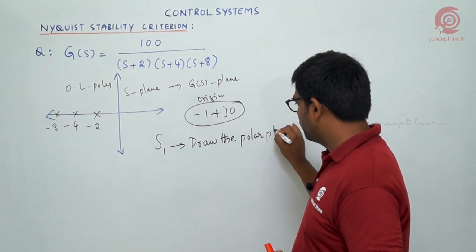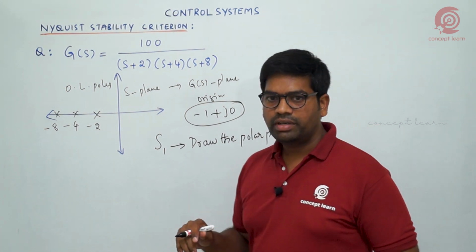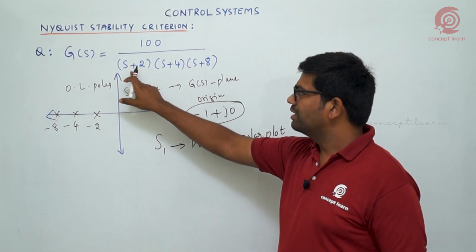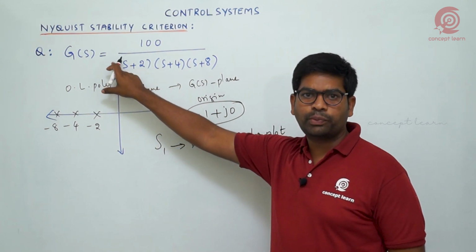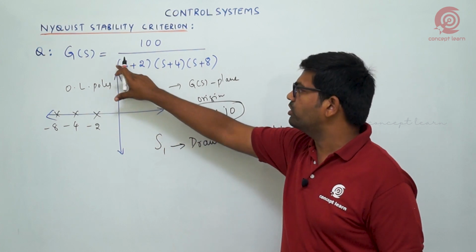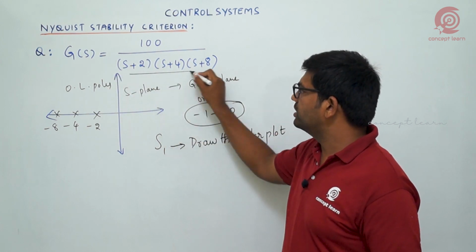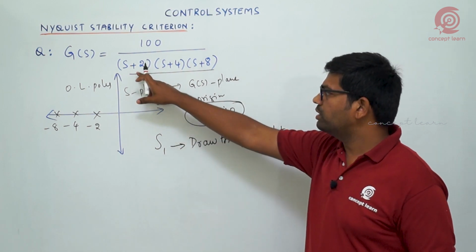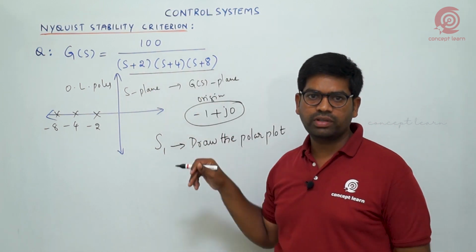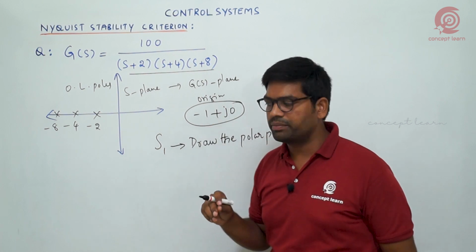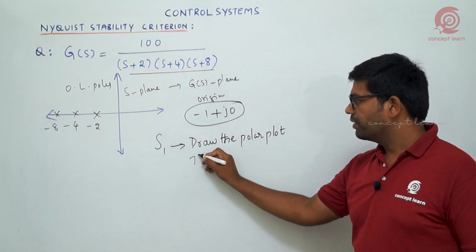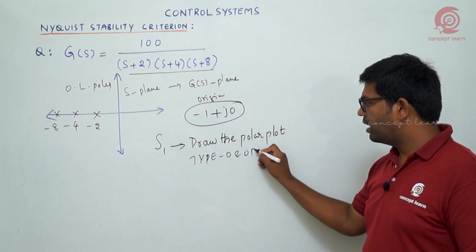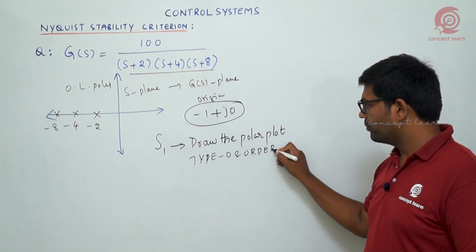Draw the polar plot. But here in this example it is a type 0 because there is no pole located at origin. Type 0, but what is the order of this transfer function here? Order is 3, because 3 poles are there in time constant format. So it is a type 0 and order 3.